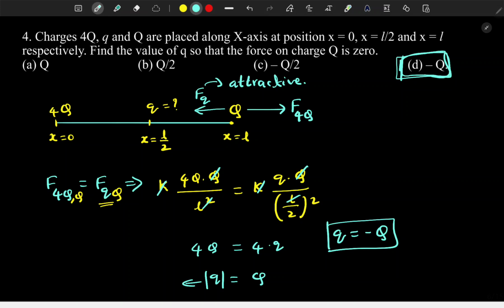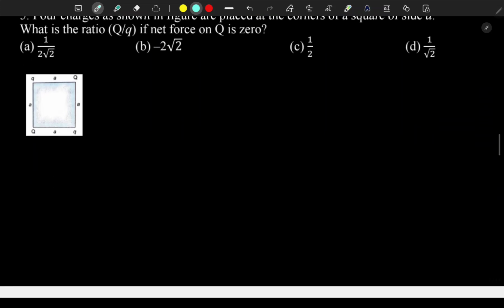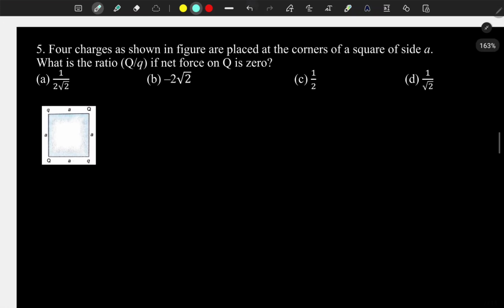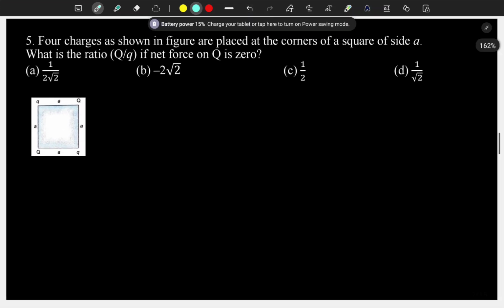Okay. Now let us move to the next question. 4 charges as shown in the figure are placed at the corners of a square of side A. What is the ratio of capital Q by small q if the net force on the capital Q is 0? So let us solve this question.